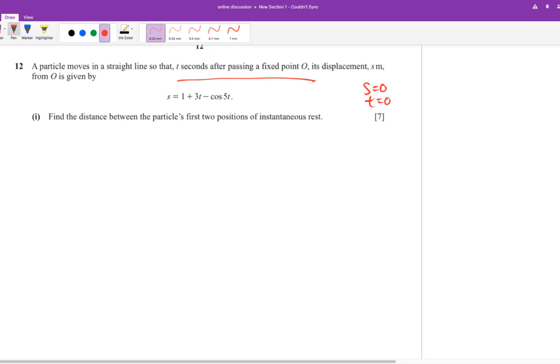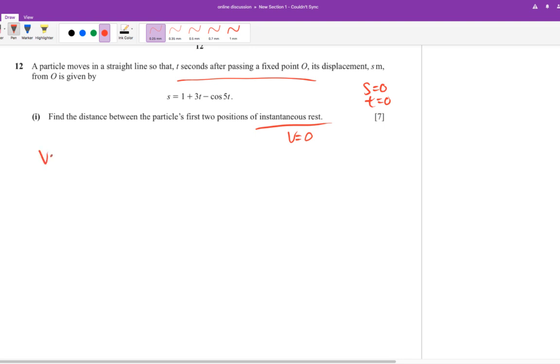Find the distance between the particle's first two positions of instantaneous rest. These two words mean velocity equals 0. And then you need to find the distance between the particle for the first two. Okay, I will explain this one later.